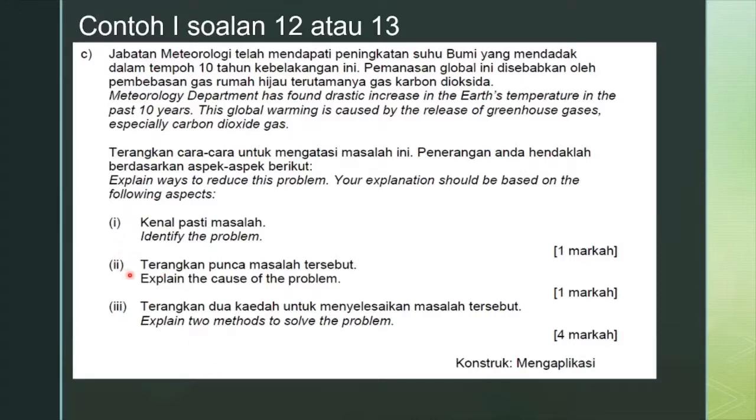Okay, kita ada 3 aspek di sini. Aspek yang pertama, kenal pasti masalah yang membawa 1 markah. Aspek yang kedua, terangkan punca masalah tersebut yang membawa 1 lagi markah. Dan aspek yang ketiga, terangkan 2 kaedah untuk menyelesaikan masalah tersebut. So, untuk aspek yang ketiga ini, dia membawa 4 markah. So, bagaimanakah pembahagian 4 markah ini?